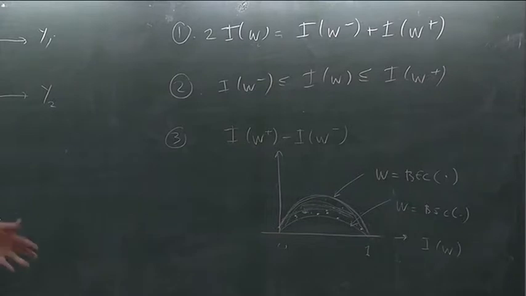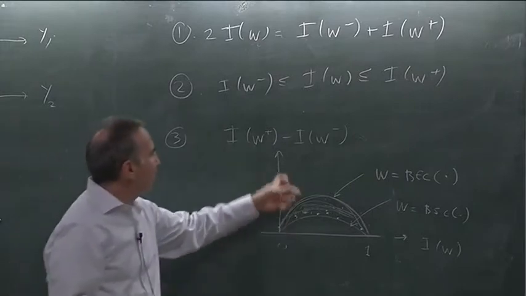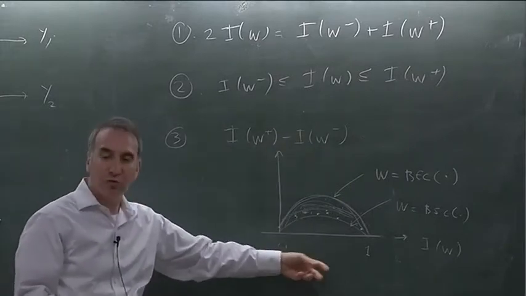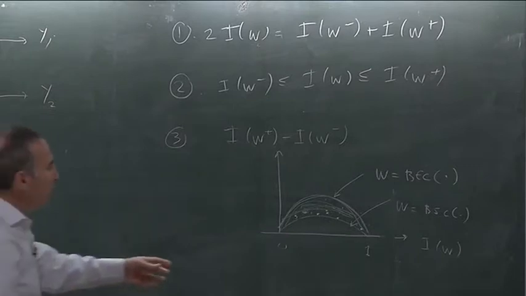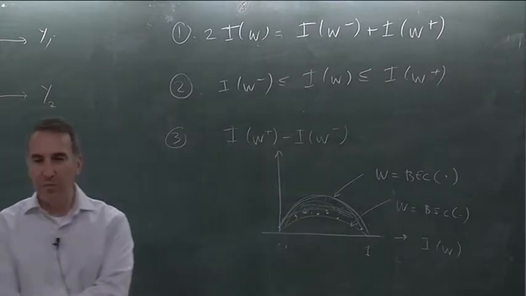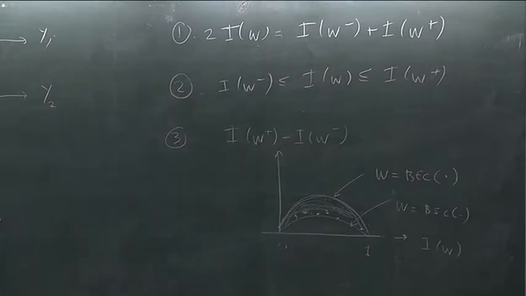We will prove that this is indeed the case. No matter which W you pick, in the mutual information plot like this, with I(W) on the x-axis and the difference of the two mutual informations of the good and the bad channels on the y-axis, it will fall into a region between what was given by the BSC and the BEC channels.